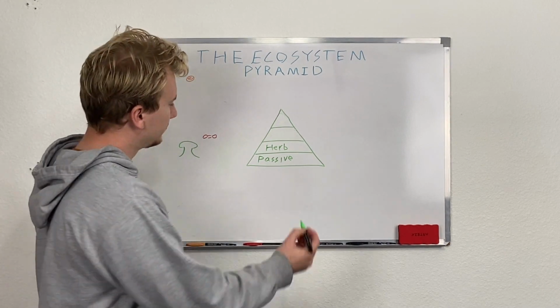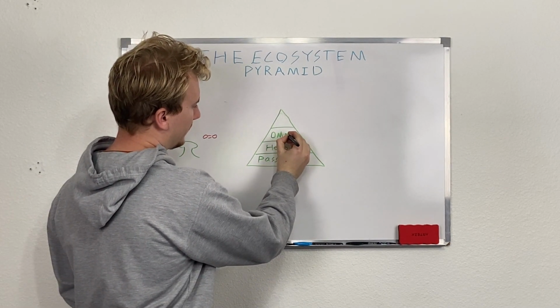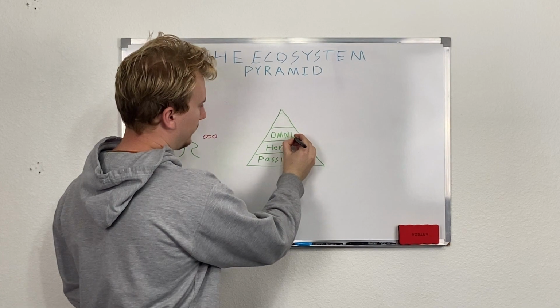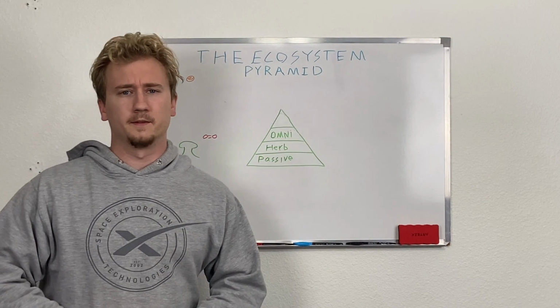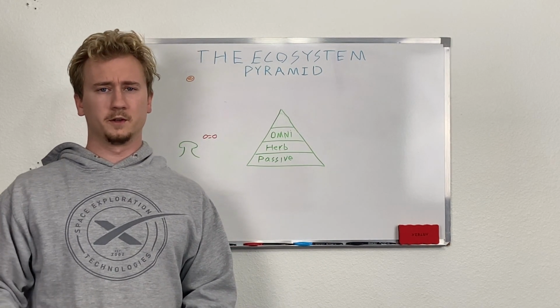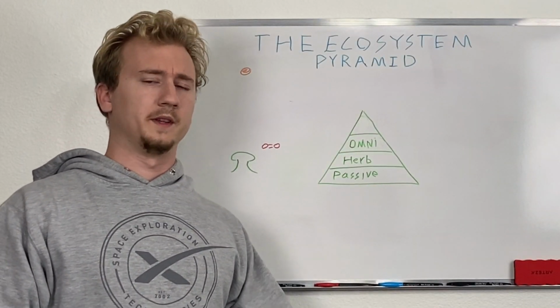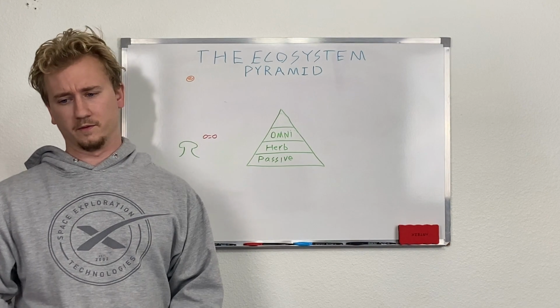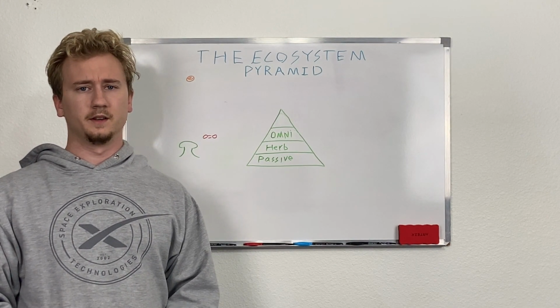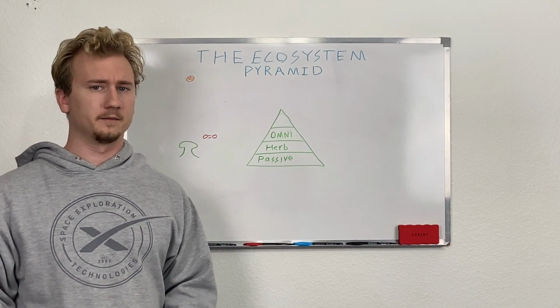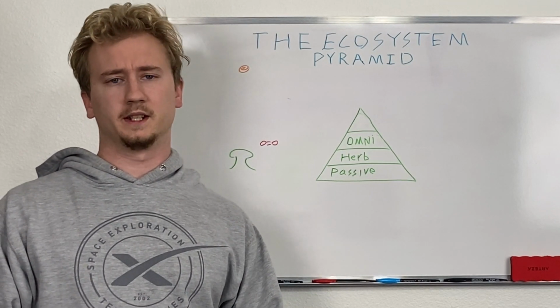Next on the pyramid is the omnivores. Omnivores are animals such as raccoons and chickens. Often an omnivore will have a preferred meal, such as meat, and if there's no meat available, then they'll eat plants. If they prefer plants, they'll often not eat meat, but they can if it's available, easily accessible.